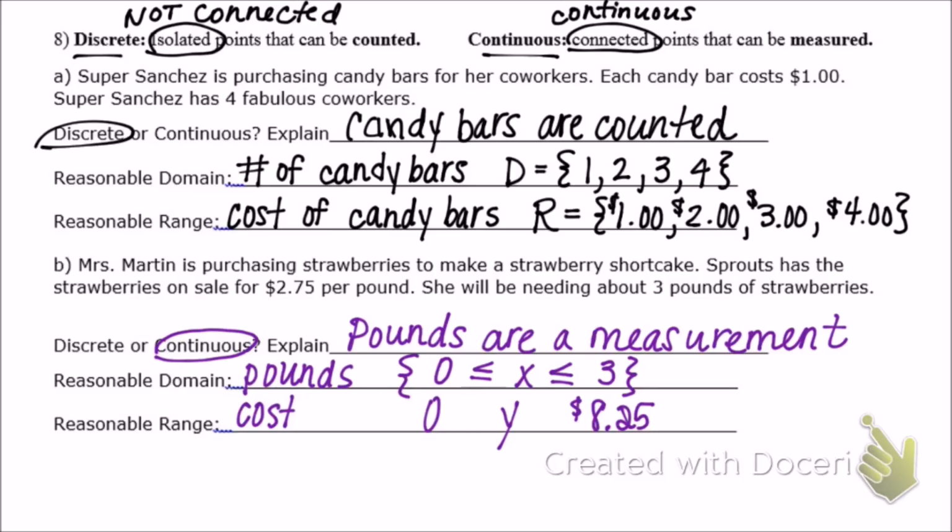And so Mrs. Martin could purchase anything that's going to cost her more than or equal to $0, because it is possible that she shows up at Sprouts and they don't have strawberries, so it could be $0, or she could find all the strawberries that she needs, all 3 pounds, and she's going to pay right at $8.25 or less than $8.25. And so there is our reasonable range for that problem.